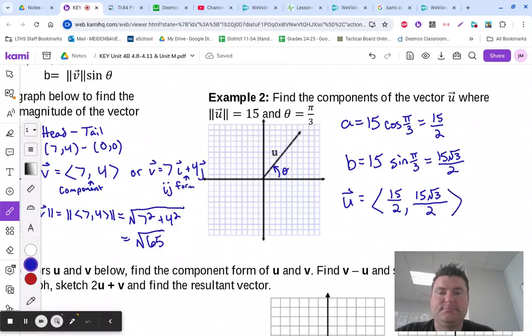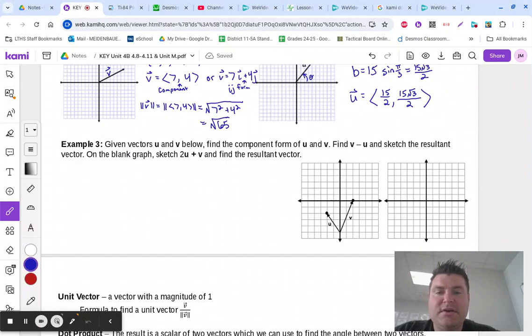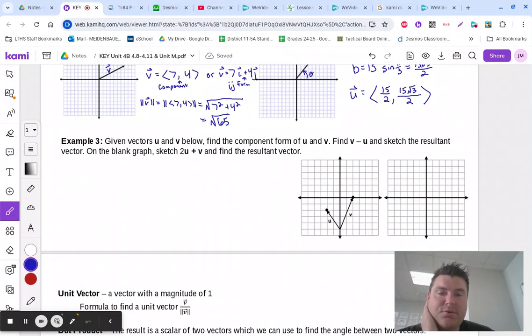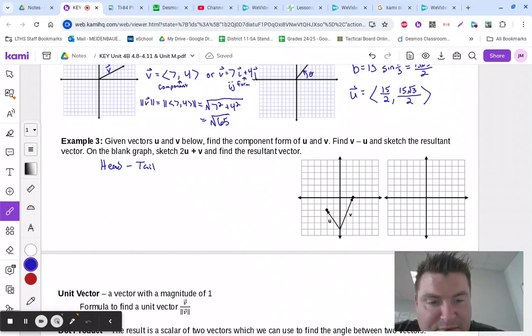All right. Next example, now a little bit of sketching here just to help us understand what's going on. So example 3, given vectors u and v below, find the component form of u and v. So we're going to first do that. Do not forget that we are doing head minus tail. So I'm going to label these points of the head. So this u head right here looks like it's at -2, -2. This v head is here at 2, 0, and then this tail down here, it looks like it's at 0, comma 1, 2, 3, 4, 5, -5.